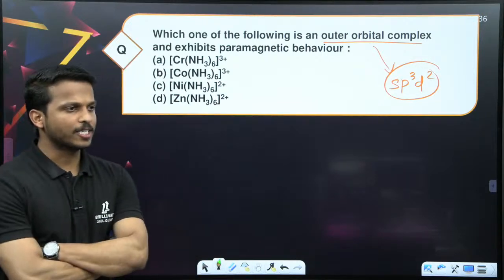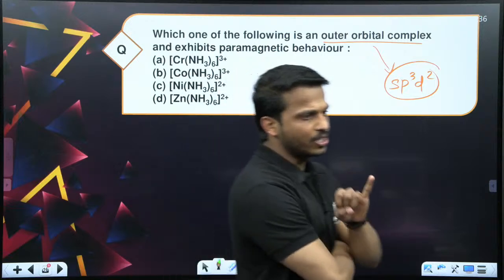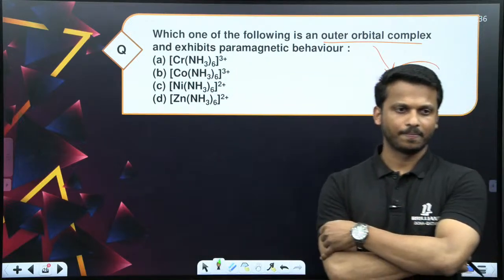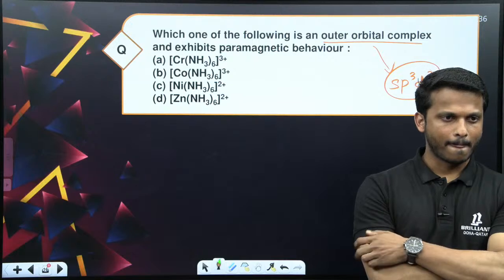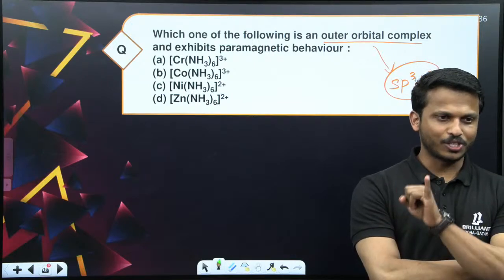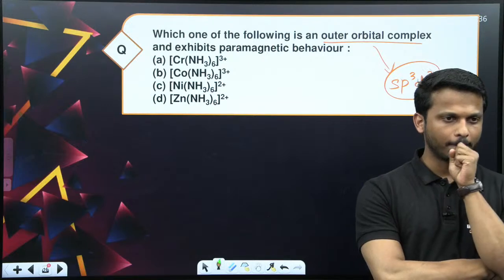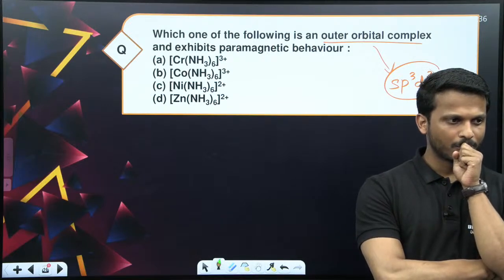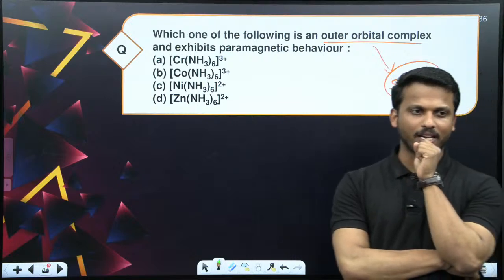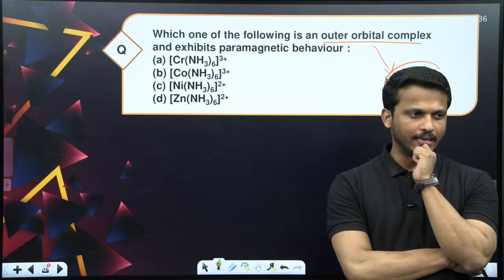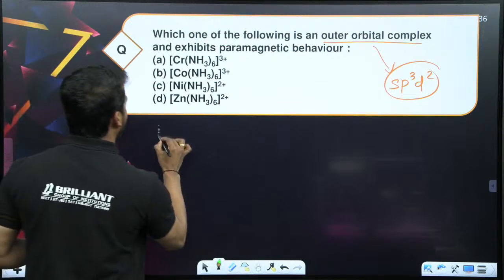Which one can show sp3d2 hybridization? One suggestion is option C. Fahad says option B. Okay, two answers I am getting now, B and C. Let me go with B and C. Let us check B first.